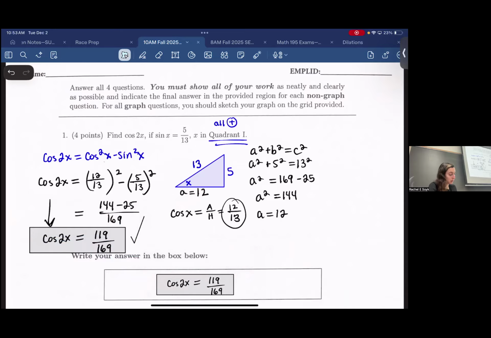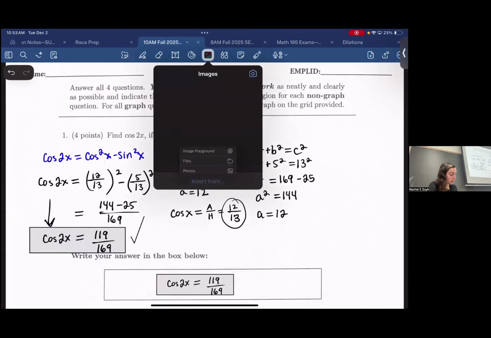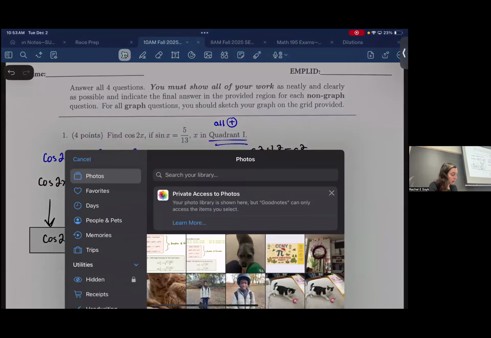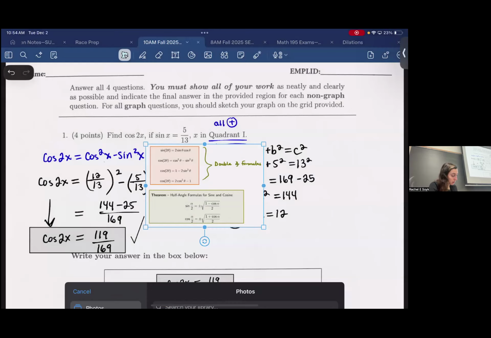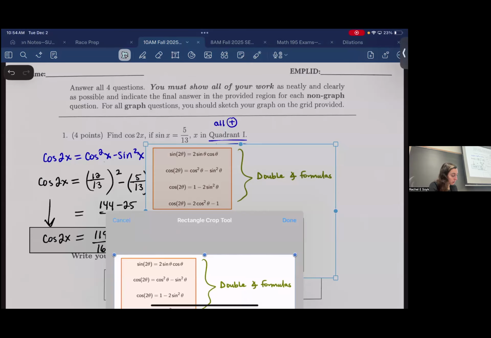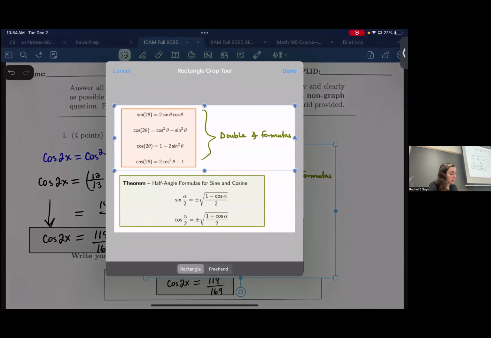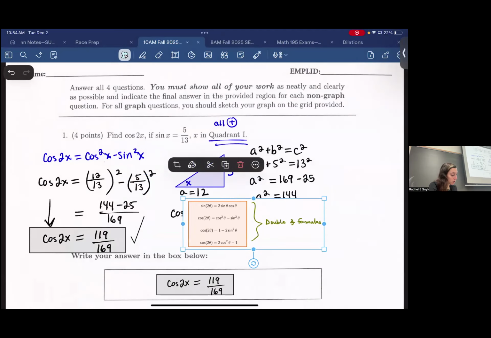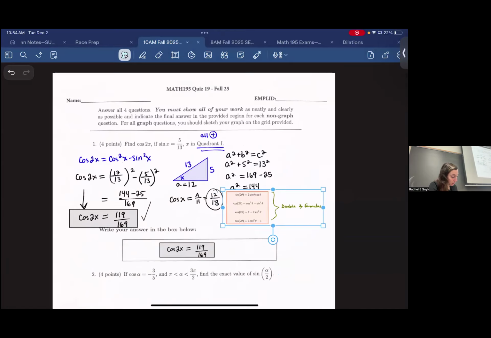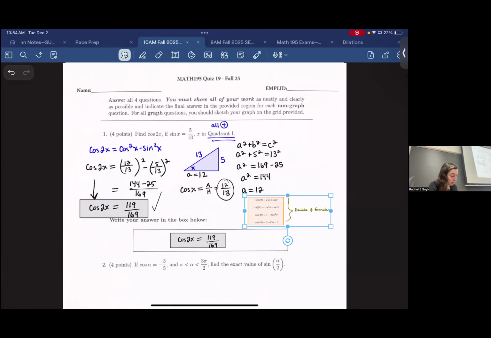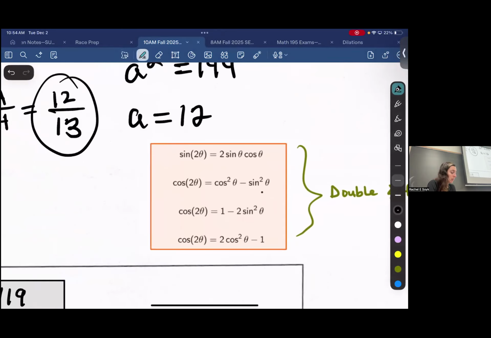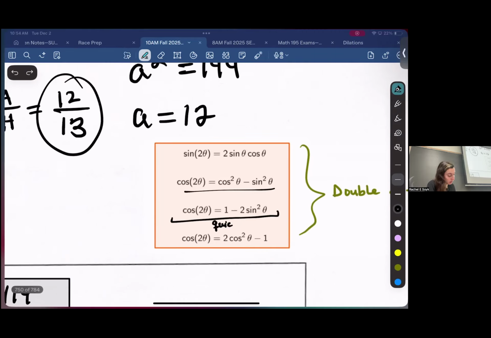I'll also put in the other two double angle cosine formulas. Well, maybe I'll put in the sine one too, because you really should know these, especially for your exam next week. We use the first one. The second one is the quickest, because then we don't have to solve for cosine.